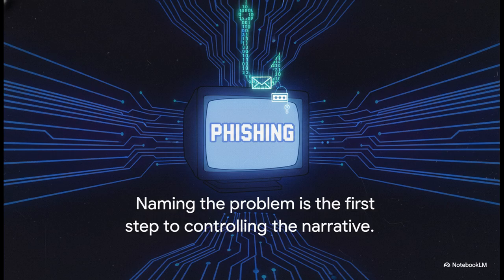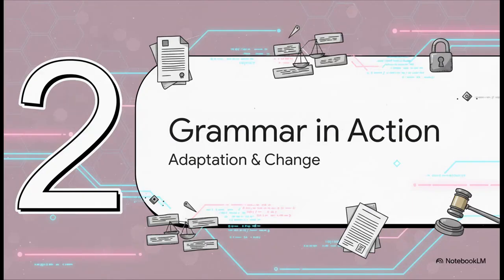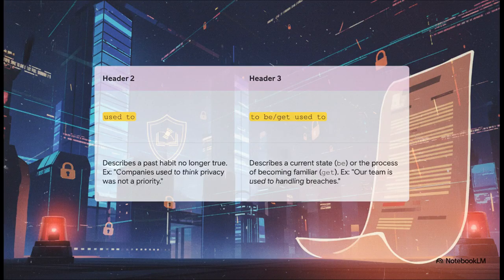Okay, so we're going to shift gears a little bit now, from vocabulary to grammar. And I know, grammar. But trust me, how you structure your sentences to talk about events over time is absolutely critical in any kind of legal reporting. We're going to look at how to describe adaptation and change. Let's break down this really subtle but incredibly important difference. When you say used to plus the base verb, you're talking about a past habit that's over and done with.